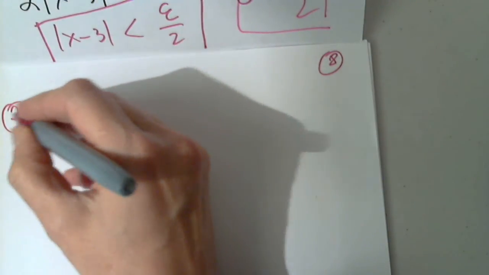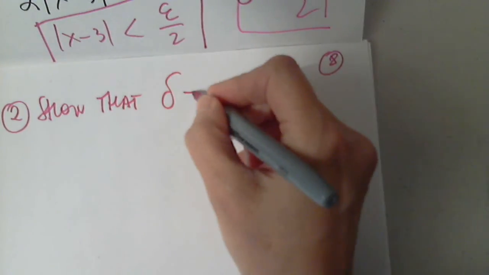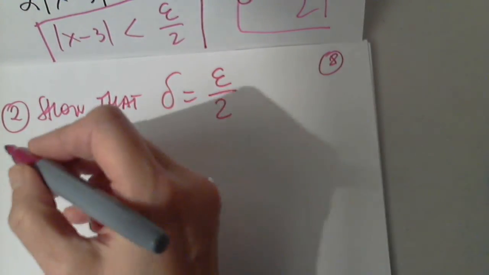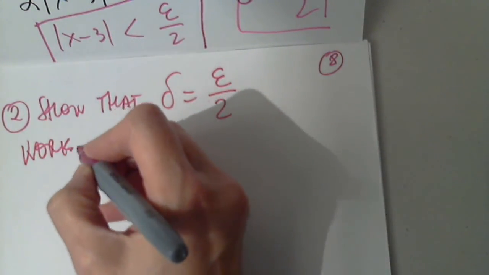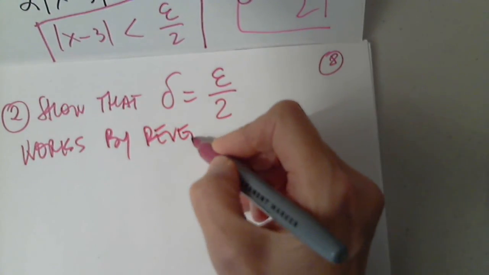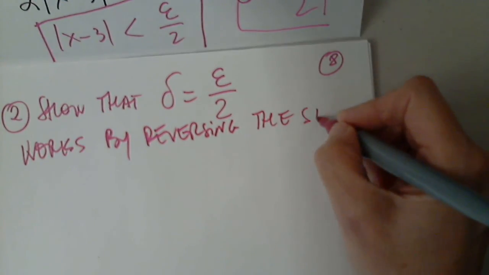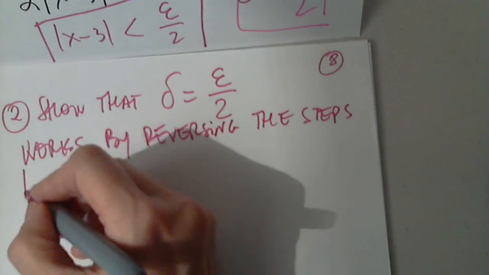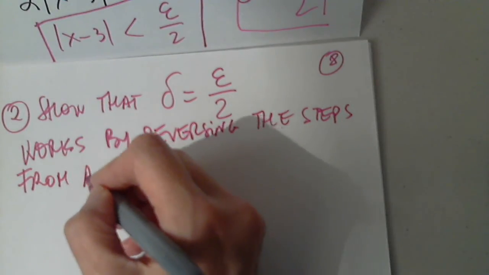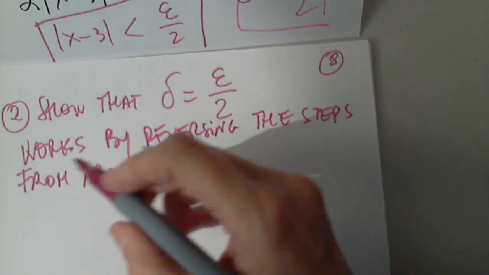So in step number 2, show that delta equals epsilon over 2 works by reversing the steps from above. I'm not going to ask you to do those steps, but you have to write this sentence. Done.